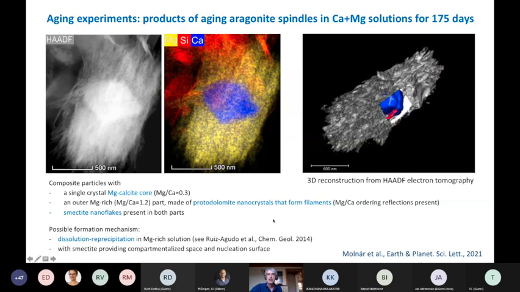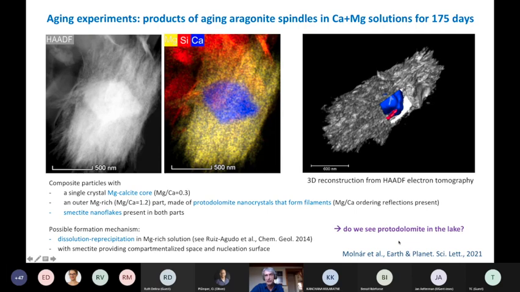So how did we come here from the aragonite spindles? We believe that there are some dissolution and reprecipitation processes. And actually, the clay mineral's role might be to provide some space, some compartmentalized space, and also a nucleation surface for that. So when you dissolve a phase that is not as stable as another phase, and you have some extra supersaturated solution in the closed space provided by the clay, then you can have crystallization of a dolomite-like phase. But do we see this protodolomite in the lake?